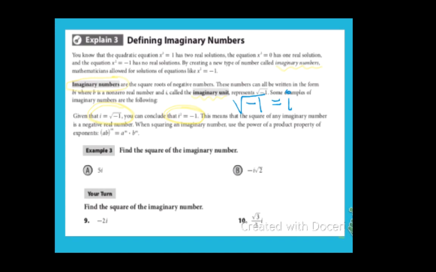When squaring an imaginary number, we're going to use the power of a product property of exponents to expand that out. And we'll also then use this imaginary unit to take square roots of negative numbers. But first, let's take a look at squaring some of these imaginary numbers.